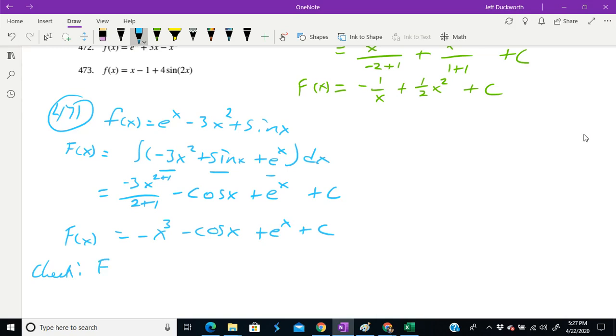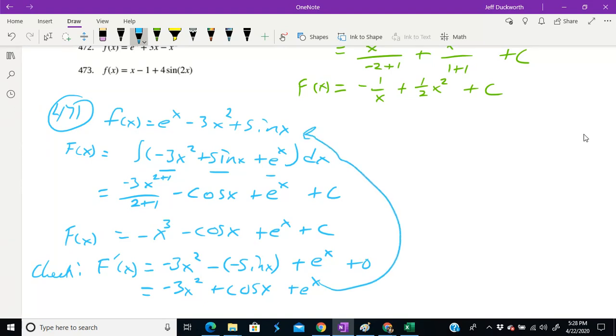So F prime of x, we're just going to take the derivative of the whole thing, which will be negative 3x squared with the power rule, negative sine plus e to the x plus 0, which is negative 3x squared plus cosine of x plus e to the x, which is what we have there, only not quite in that order. All right, so that works.